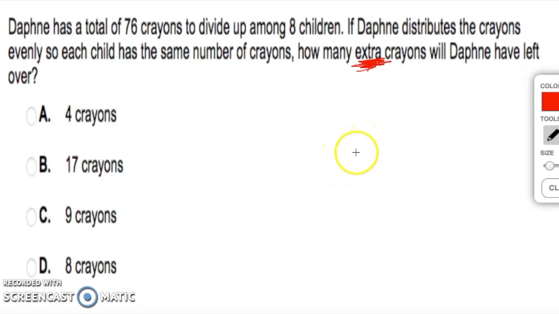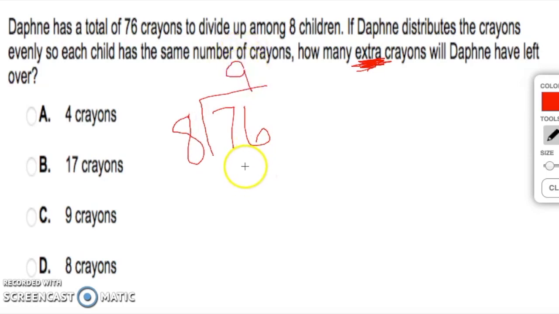This gets a little bit tricky because some kids will go, oh, I know, this is a division. 76 divided by 8 equals 9. 9 times 8 is 72. That leaves me with 4 left over. Hey, look, there's the answer, 9, right there.